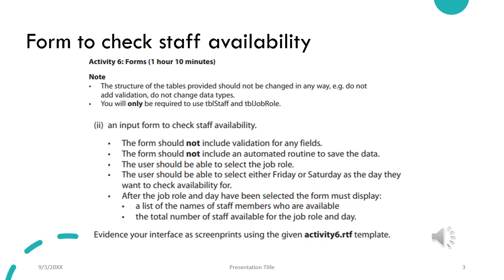We want to select a job role. The user should be able to select either Friday or Saturday as the day they want to check availability for. After the job role and day have been selected, the form must display a list of the names of staff members who are available and the total number of staff available for the job role and day. That is going to be in subforms. So now we're going to try to build that.